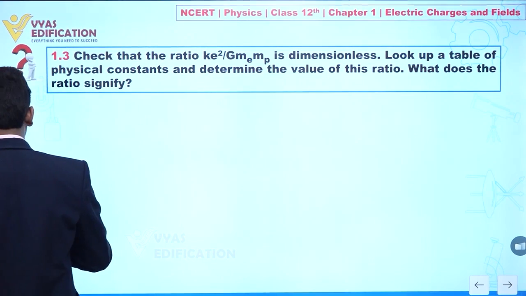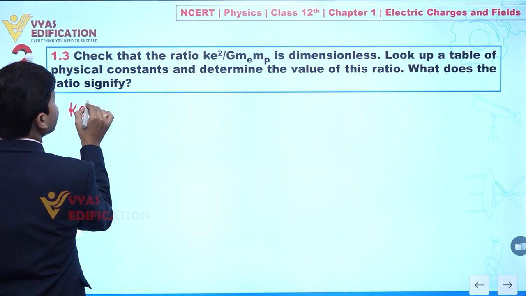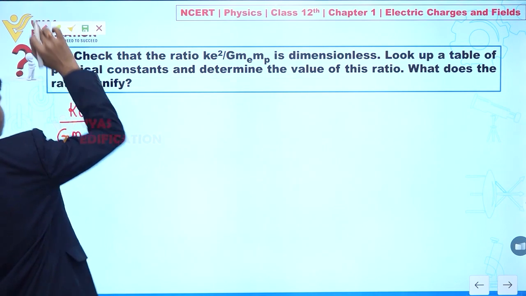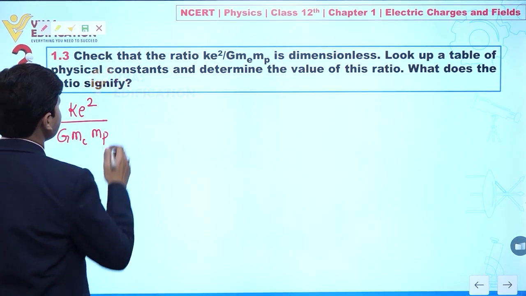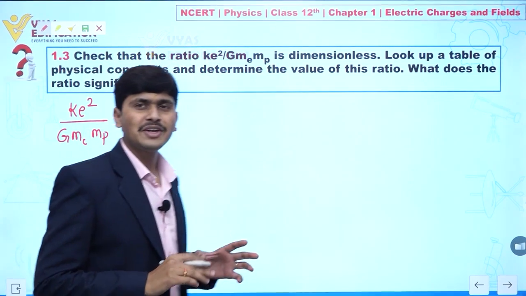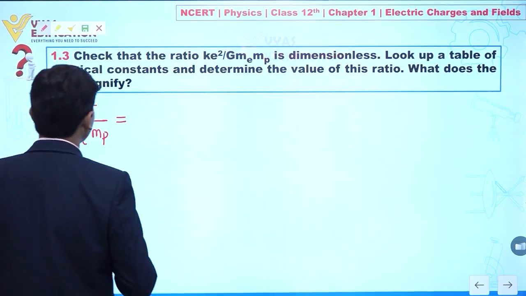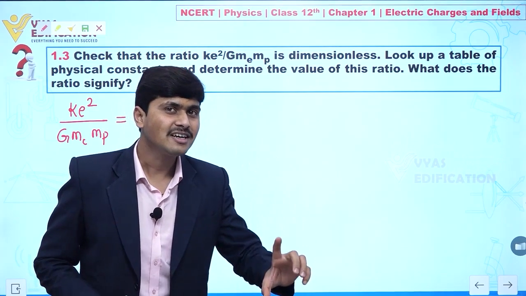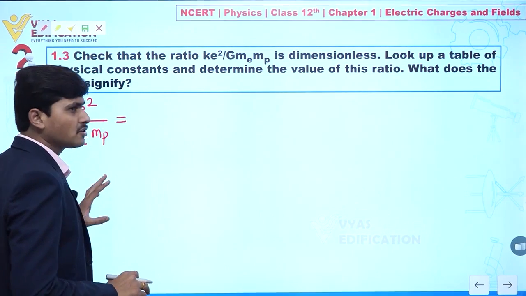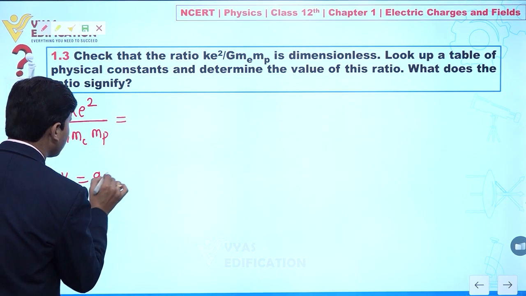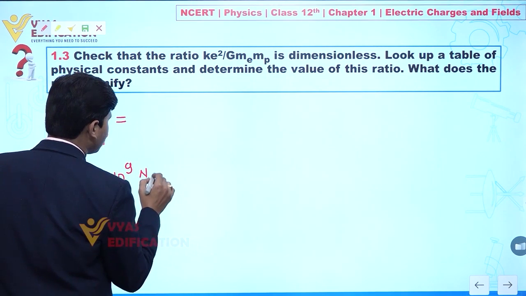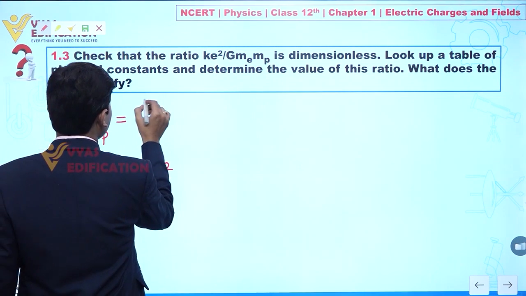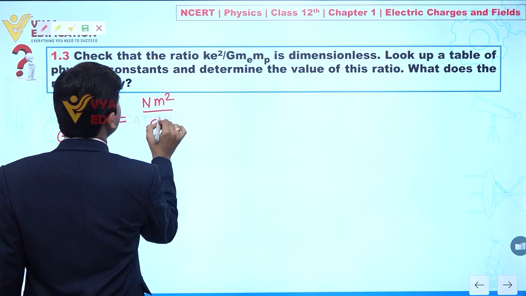Now from here you can write k e square divided by G m_e m_p. Clear to you? So now the value of k we know, this is 9 into 10 to the power 9. Clear? But first we have to derive that this ratio is dimensionless. So what is the unit of k? First I am writing the value of k also. This is equal to 9 into 10 to the power 9 Newton meter square per Coulomb square. Clear? So here we have the unit of k, Newton meter square divided by Coulomb square.